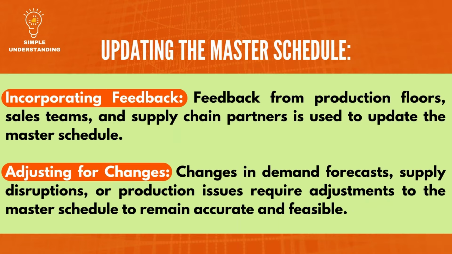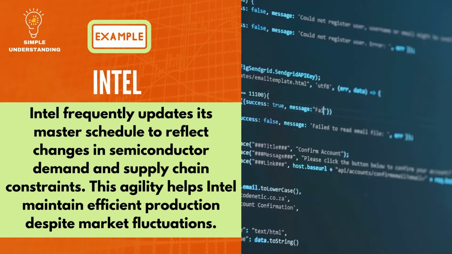3. Updating the master schedule. A. Incorporating feedback. Feedback from production floors, sales teams, and supply chain partners is used to update the master schedule. B. Adjusting for changes. Changes in demand forecasts, supply disruptions, or production issues require adjustments to the master schedule to remain accurate and feasible. Example: Intel. Intel frequently updates its master schedule to reflect changes in semiconductor demand and supply chain constraints. This agility helps Intel maintain efficient production despite market fluctuations.